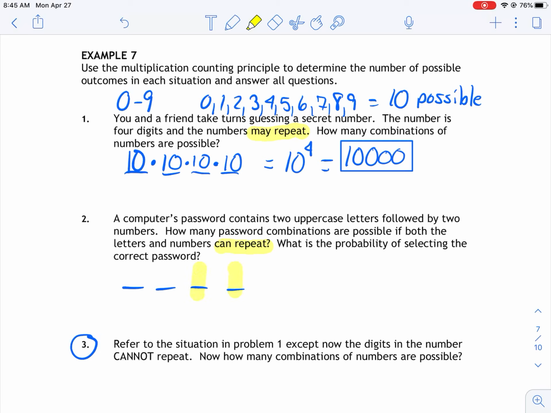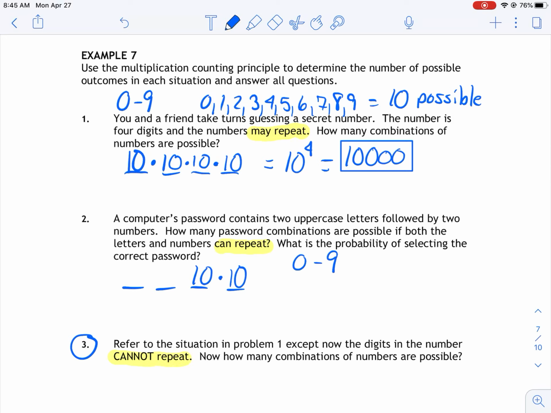All right, so let's focus right now on these two spots right here, spots 3 and 4 for the numbers. Again, we have all the options 0 through 9. So this is just a replication of problem number 1 for those two spots because they can repeat. So this is going to be a 10 in spot number 3 and a 10 in spot number 4, for the numbers. Now, if you read problem number 3, it says refer to the situation in problem 1, except the numbers now cannot repeat.